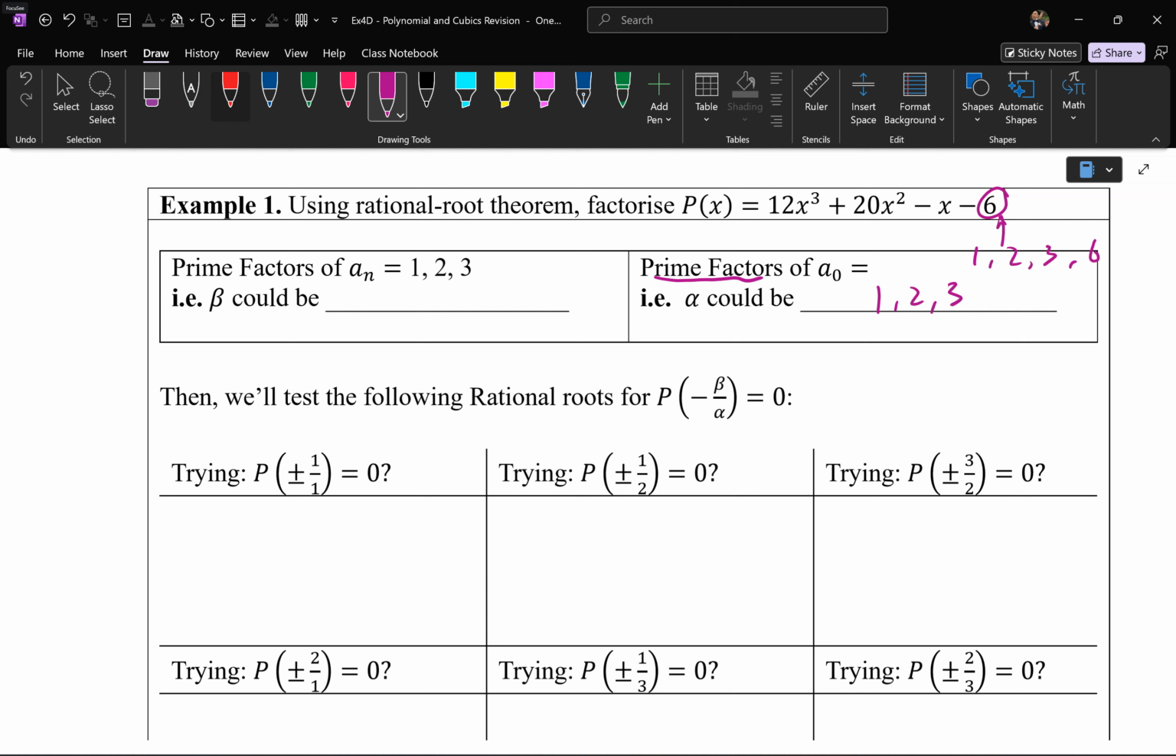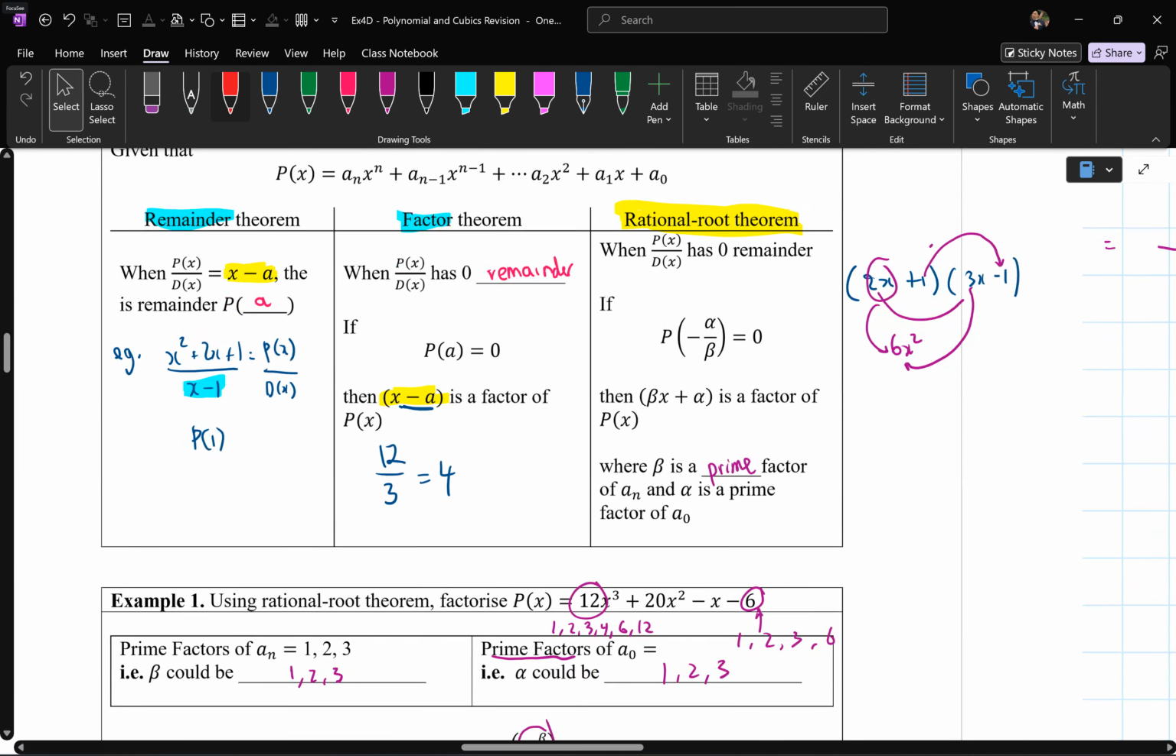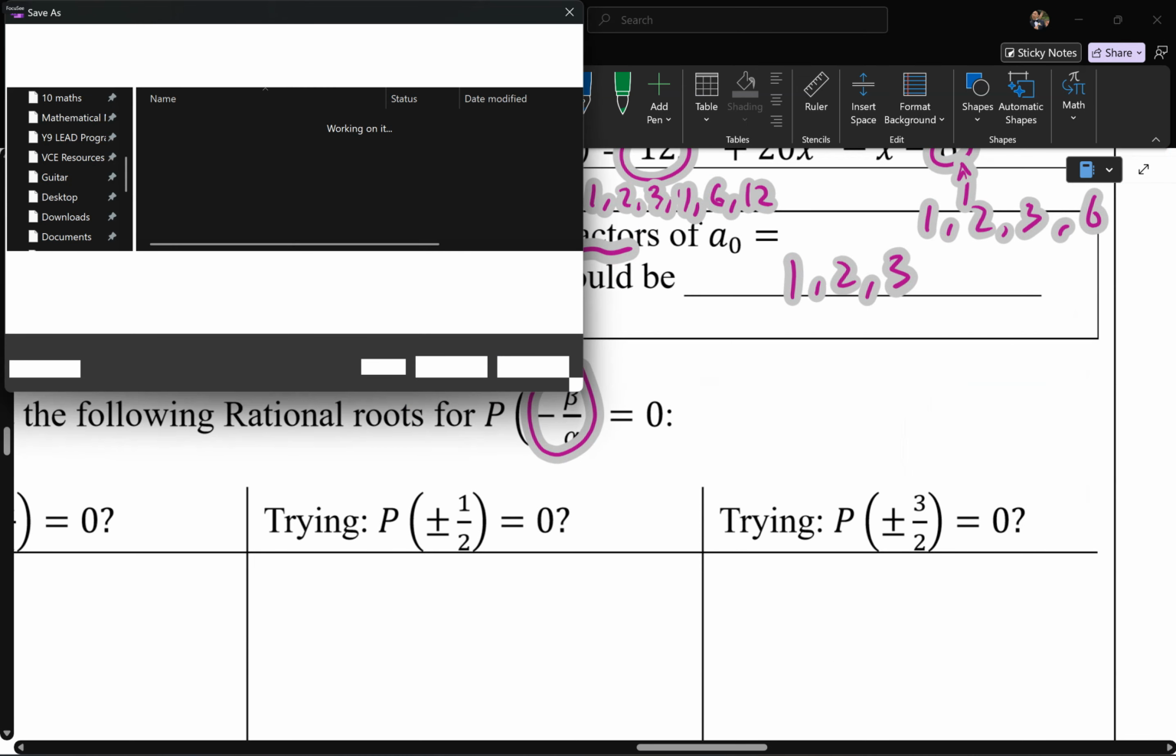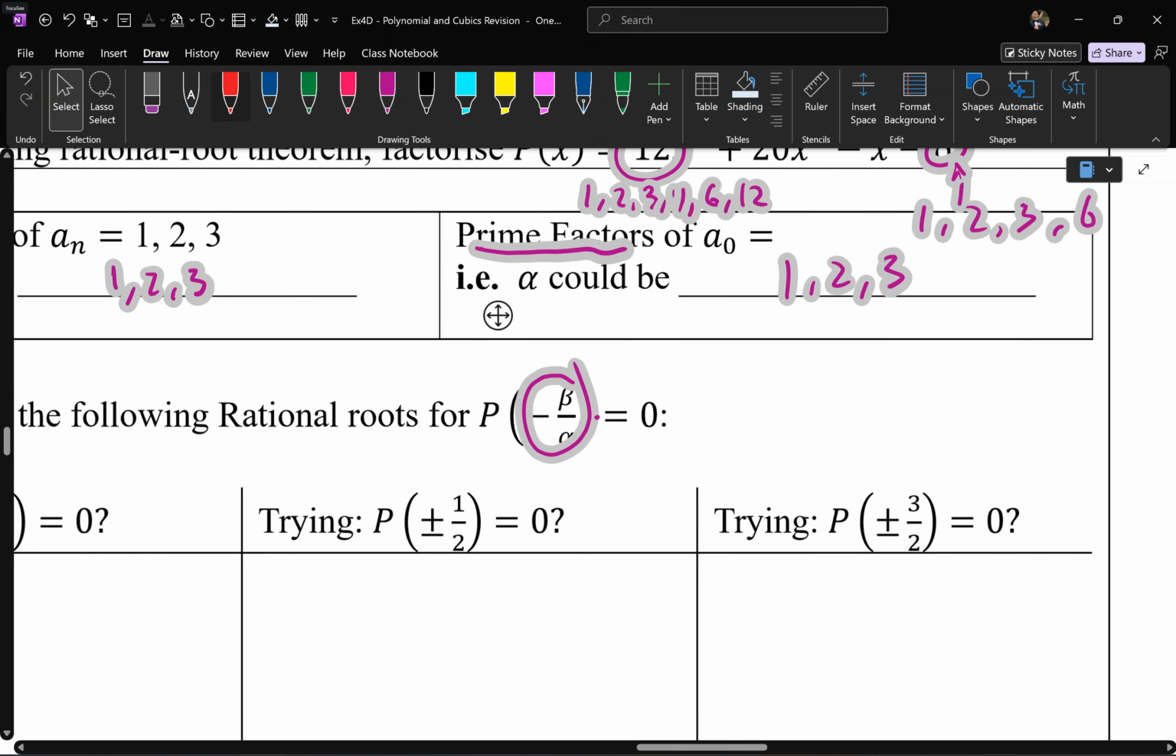Same thing with the 12. So a_n, 12. Factors of 12 are 1, 2, 3, 4, 6, and 12. But again, we want prime factors. So hence, I wrote there. So that means beta could be 1, 2, or 3. What we're saying in the theory is that you're going to sub in. Wait, is that right? Did I type that wrong? I did type that wrong. Whoops. That should be negative alpha on beta. It's okay, you get the idea.